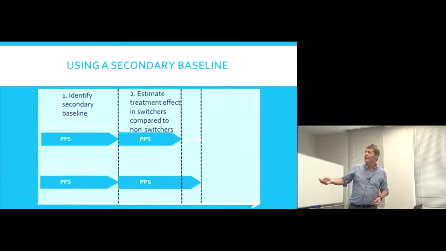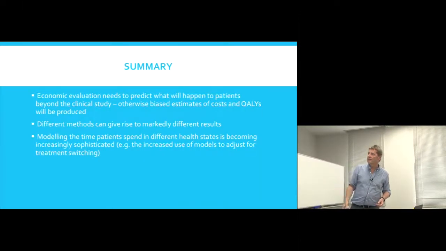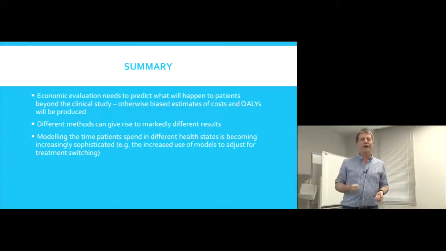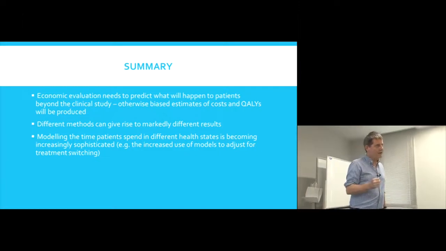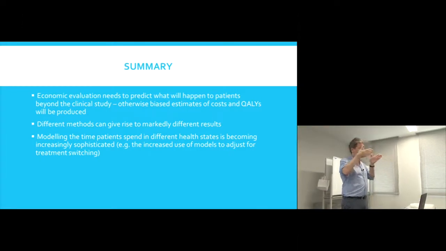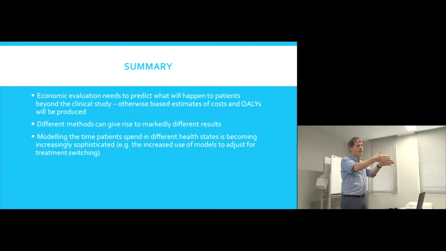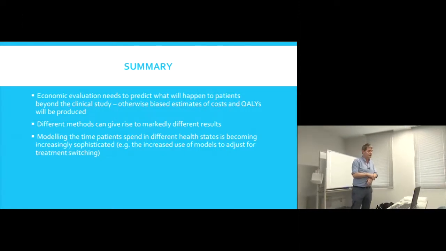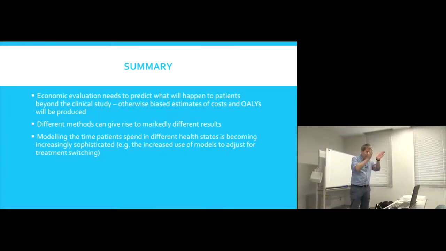Okay, let me just get to the summary. I keep banging on about this point, but it's really important. Economic evaluation requires a prediction about the future, because we don't really care what happens just during the trial. We need to know what happens during a trial, but what happens next. If we're to get an accurate estimate of the costs and benefits, we have to look into the future.